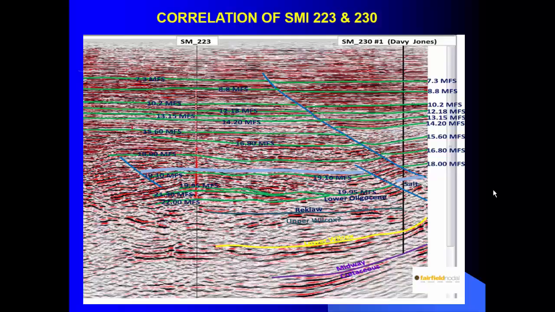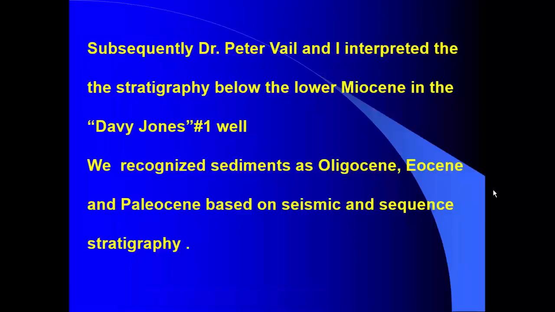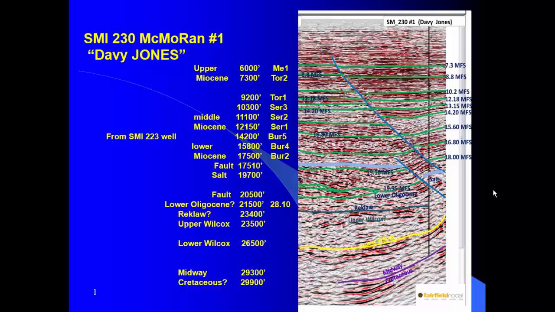Subsequently, Dr. Peter Vail and myself interpreted the stratigraphy below the Miocene that we were able to correlate. We recognize sediments as Oligocene, Eocene, and Paleocene, based on seismic and sequence stratigraphy. This is our interpretation of the well. Now we have the maximum flooding surfaces from the 222 and then the 223. And so here's the correlation into the Davy Jones.